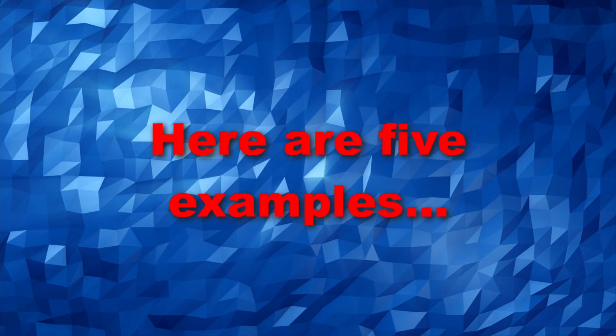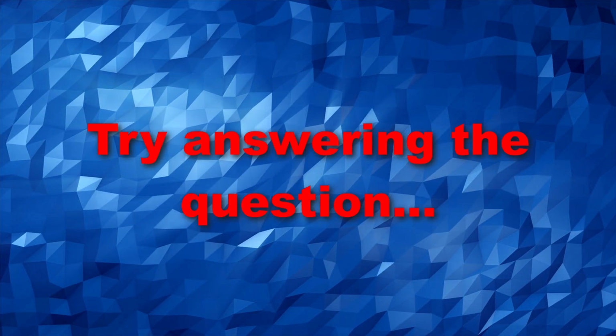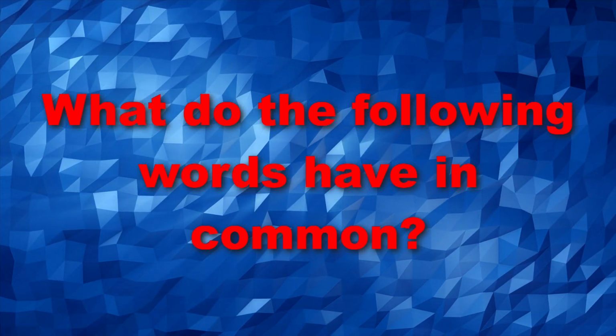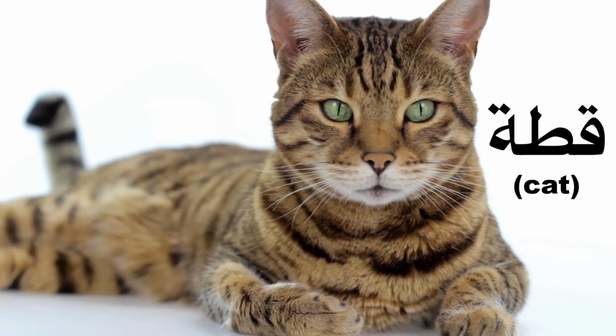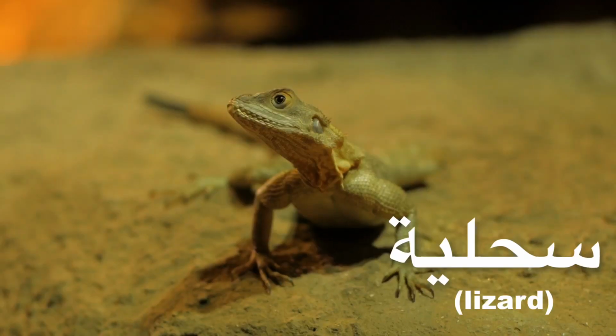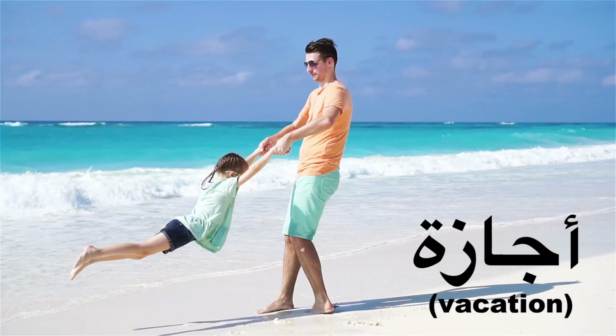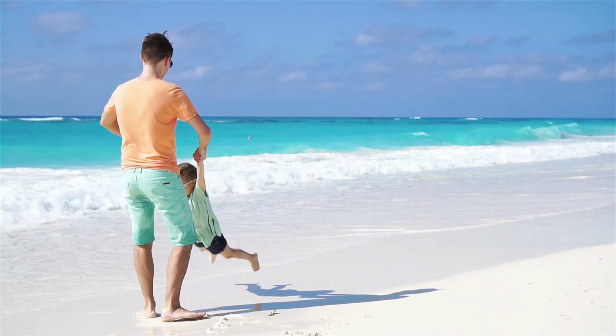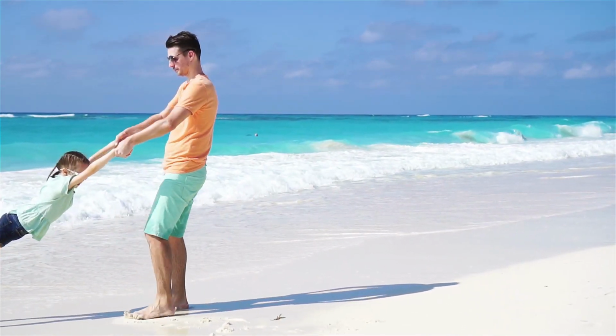I'm going to read to you 5 words in Egyptian Arabic, and they will be on the screen as well. So if you can read Arabic, you can look along with me. If not, just listen for the sounds. See if you can figure out what these 5 words have in common. قطة, رملة, عجوزة, سحلية, أجازة. Did you notice that all of these words have the same sound on the end? They all end in an "a" sound.